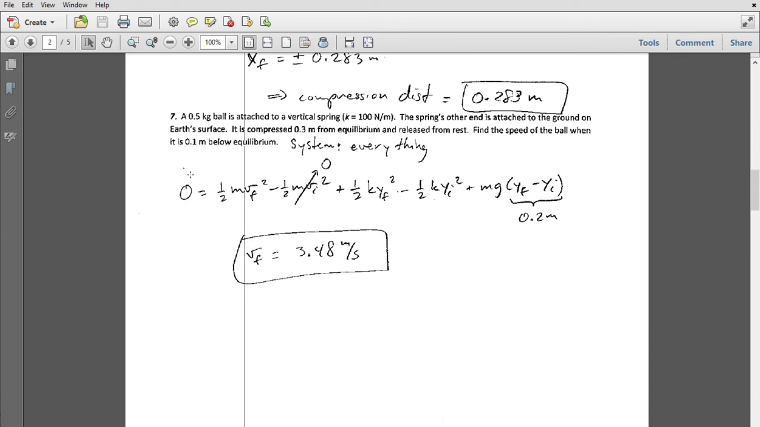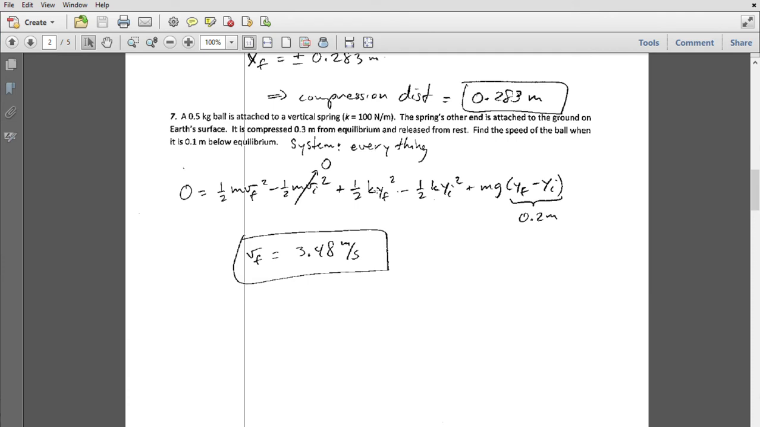And so the net work done by external forces is 0 because there aren't any external forces if we're ignoring air resistance. And that's equal to delta KE plus delta PE. And I've got two delta PE terms in this case.